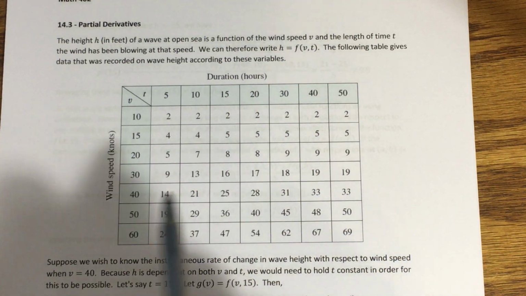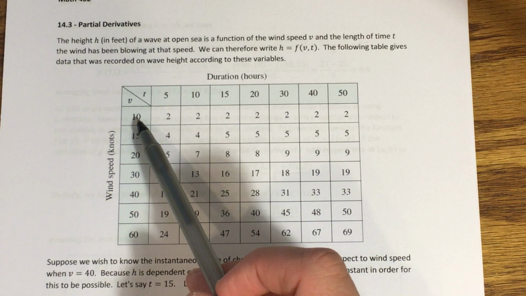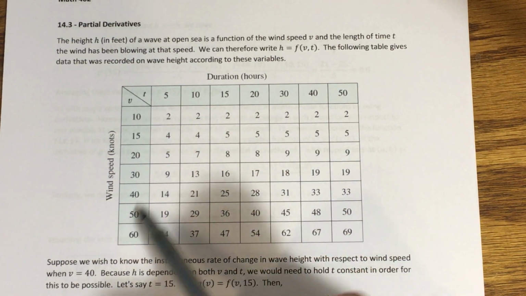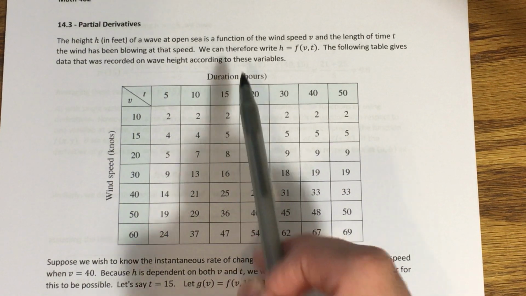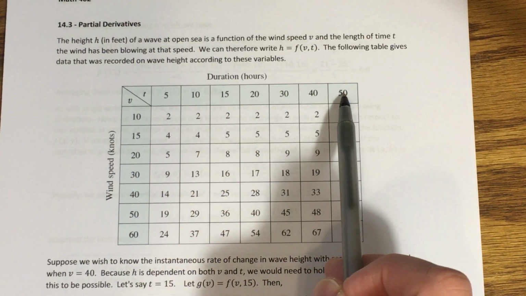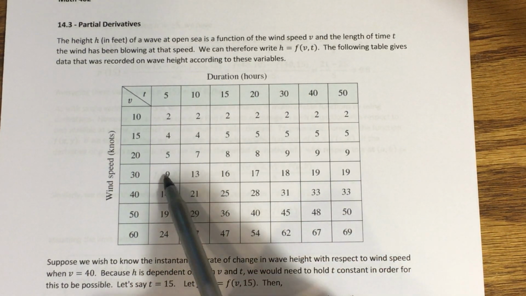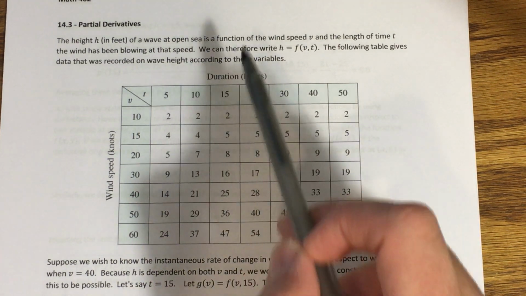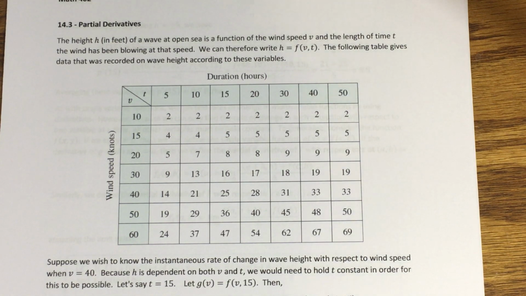We can tabulate this by making wind speed take up these values here. The duration of a given wind speed is going to be these values here. And then the values in white in the table are going to represent different heights of particular waves.